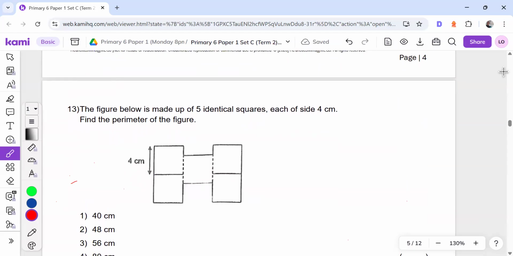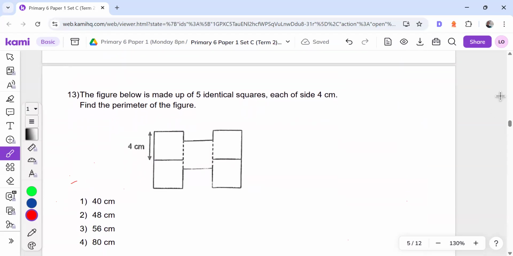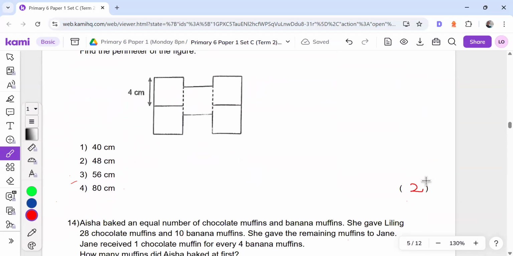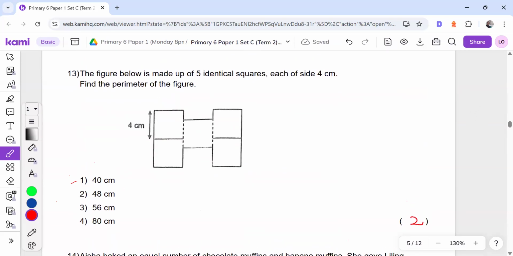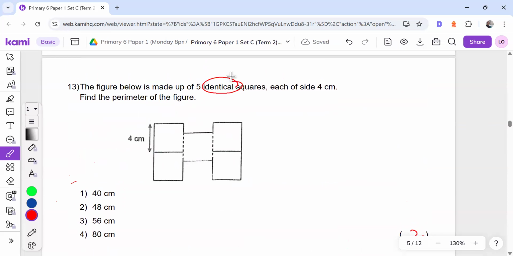Now, how do you find the perimeter of the figure? And the answer is number 2. Okay, how do you get number 2? So you are lucky because the word identical means everything is the same, right? Everything is the same means what? The sides. 4, here also 4. So you have 1, 2, 3, 4, 4, 1, 2, 3, 4.